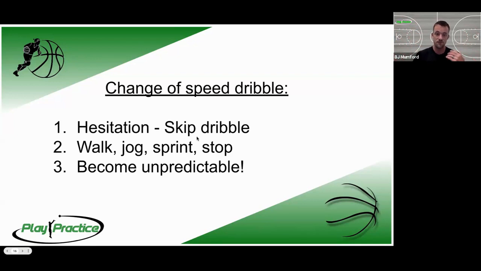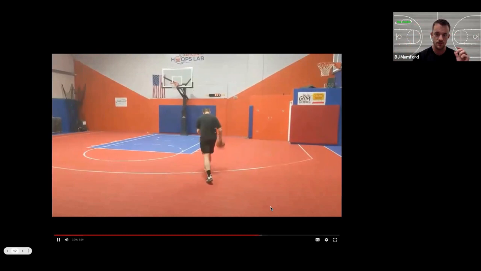And again, use our 4 speeds here of walk, jog, sprint, and stop, so that we can become unpredictable. And if we combine these 2, changing speed with a skip dribble and being able to cross over and attack, cross over and pull up, we become really difficult to guard. Creating space off the dribble.